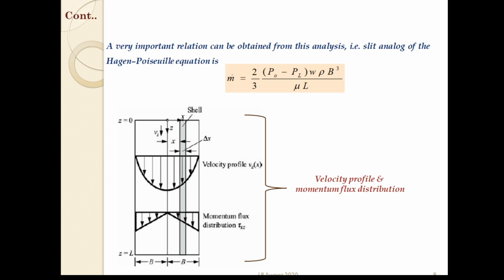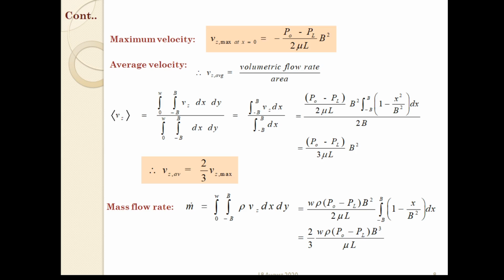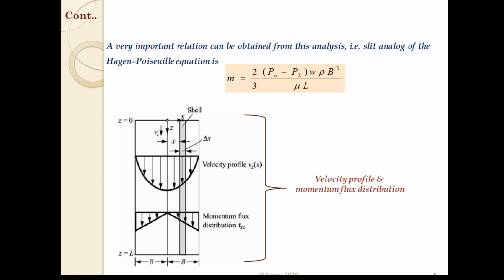Now this mass flow rate equation, 2/3 w rho (p0 minus pL) b cube upon mu L, is a very important relation which can be obtained from this analysis. It is the slit analog of the Hagen-Poiseuille equation, that is, m dot equals 2/3 (p0 minus pL) w rho b cube upon mu L. So this is the velocity profile when there is a flow in between the narrow slit.